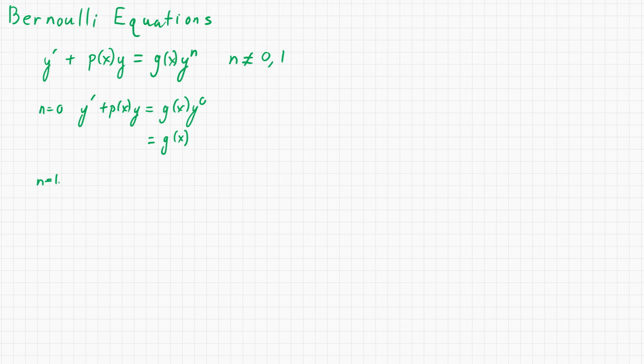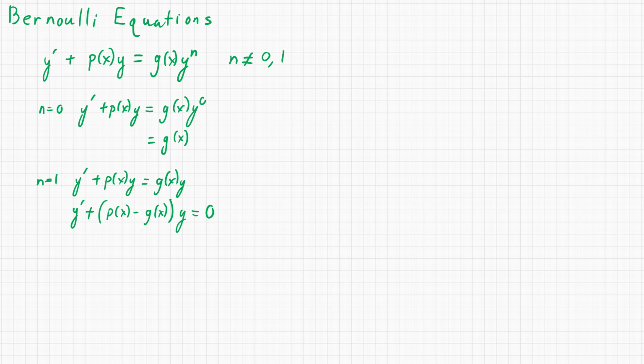The other case, when n equals 1, is also a linear equation, because if you do that, you get y prime plus p of x times y equals g of x times y. And if you want, you can just rearrange that to y prime plus p of x minus g of x, all times y, equals 0. So these are two bad cases. Otherwise, it's a nonlinear equation for anything else.